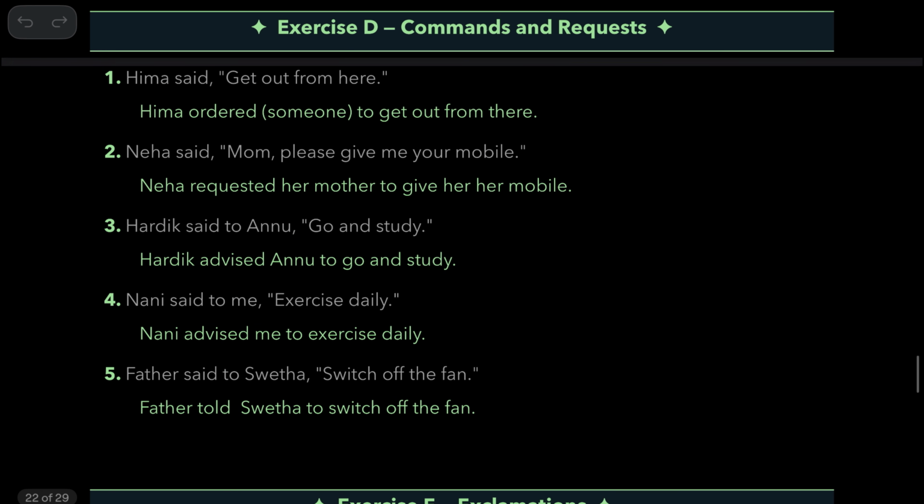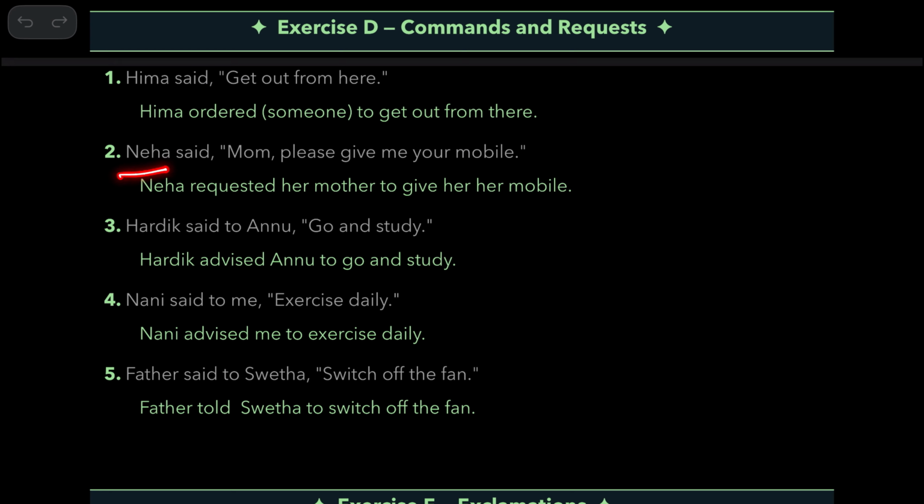Now let us take a look at how commands and requests are reported. Hima said, get out from here. Hima ordered to get out of from there. So you need an object here. You can write someone that's not mentioned here. So you can write this.